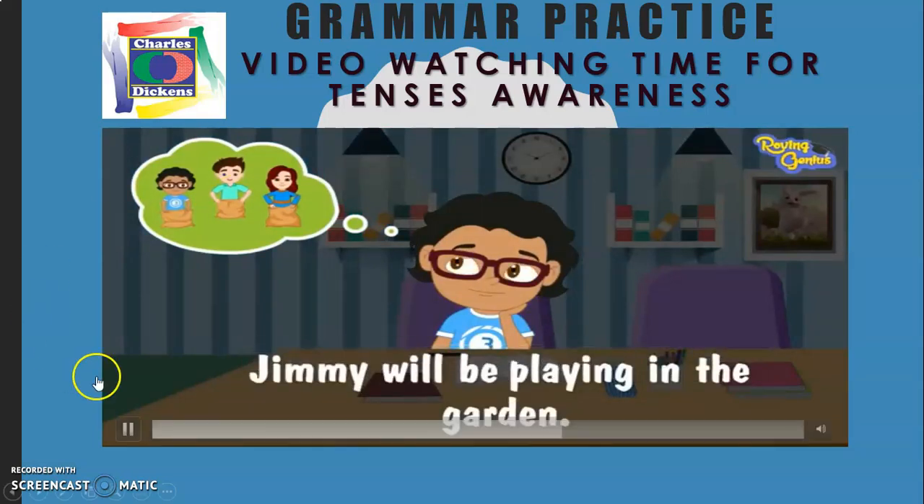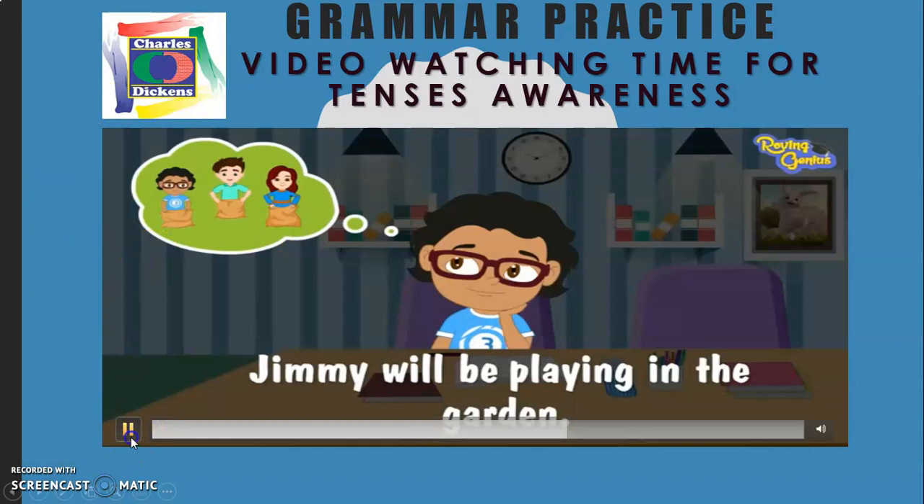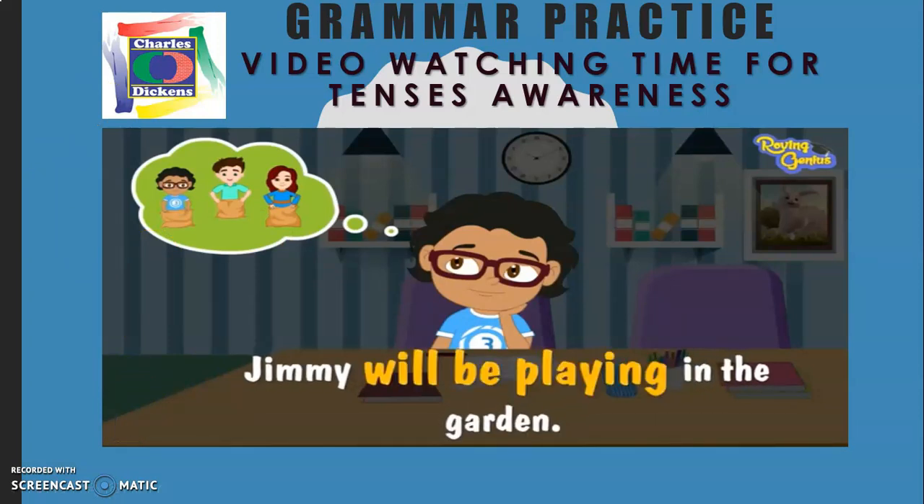Jimmy will be playing in the garden. Well, that's a more complex structure. It's called future continuous tense. But in general, Jimmy will play in the garden, okay? In the future. In this sentence, the verb will be playing indicates an action in future which has not started. Now, let us see a few more examples.